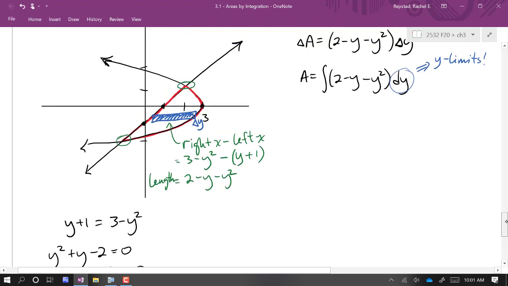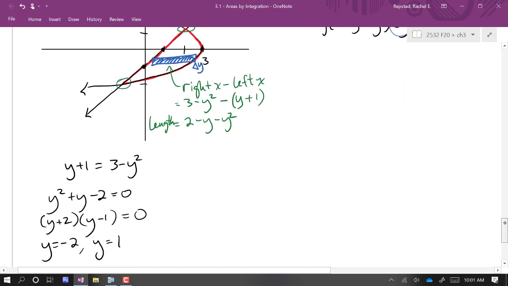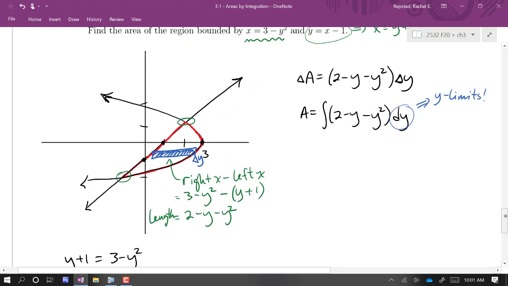And that looks plausible with how the sketch is. So those are our limits from negative 2 to 1. I'm going to scroll back up here and put those limits in the integral. And now, again, this is a polynomial, so the integration is fairly simple. When we integrate, we'll get 2y minus 1/2 y squared minus 1/3 y cubed, and our limits from -2 to 1.